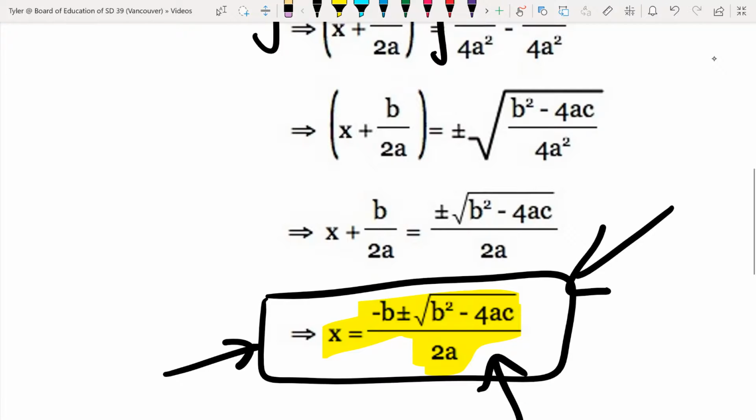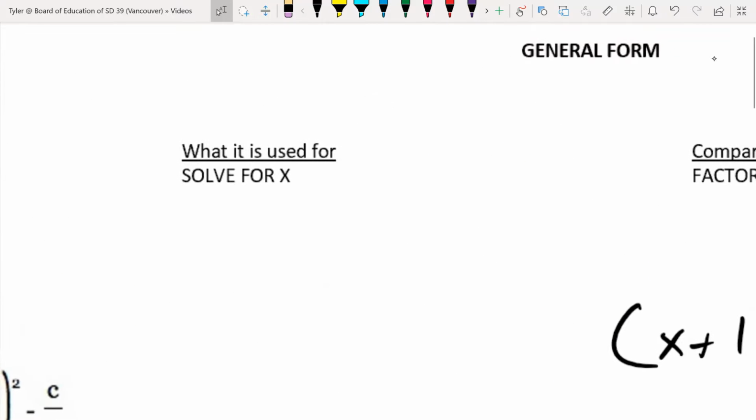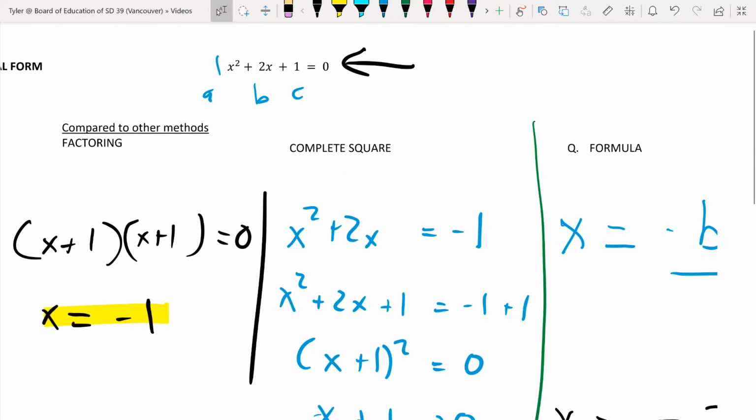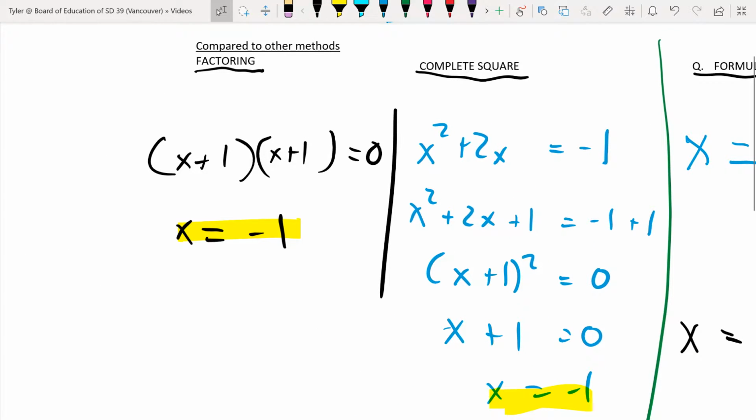Okay, so let's get into what this is actually used for. It's used for solving for x. That's it. When you have an equation, where it has the equal sign, we're going to use it to solve for x. We right now have 3 tools in our arsenal for how to solve for x. We can factor, we can complete the square, and we can use the quadratic formula. Let's look at these 2 methods first. We already know how to do them, so I'm not going to show you the steps.